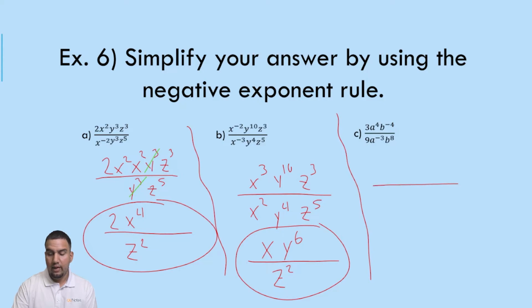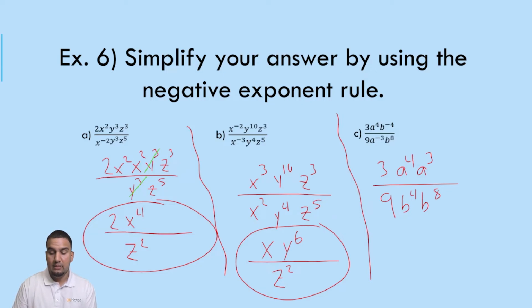Step 1, create a fraction, move everything. 3 and 9 stay where they're at because they're just numbers. A to the 4 stays on top, but a to the negative 3 is going to go on the bottom. So it's going to be A to the 3. B to the negative 4 on top has to go to the bottom, so it's going to be B to the 4. And then B to the 8 is going to stay right next to it.